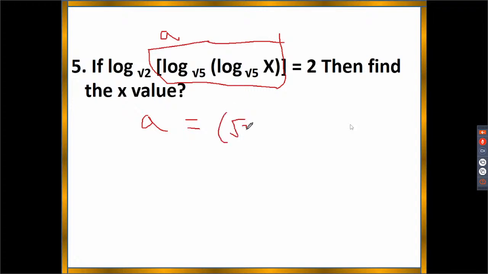Did you remember? Logarithm can be defined as: if log a base x is equal to m, then a is equal to x power m. Root 2 whole square means 2. But what is the a value? The a variable is equal to log of base root 5. This is the a part.